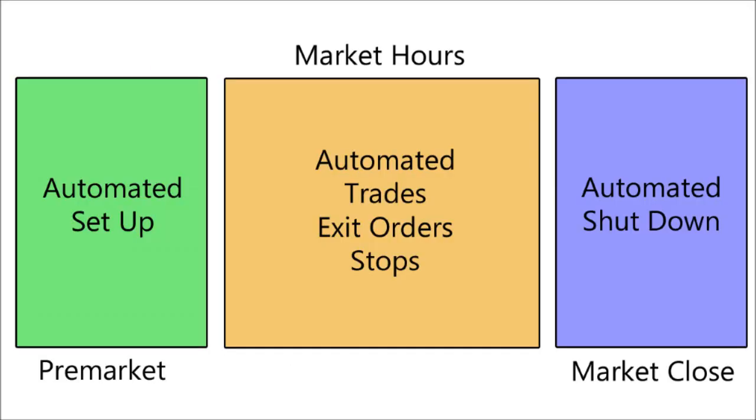Okay, so if we look at our typical trading day, we can break our time into 3 blocks. We have a pre-market time, where we're going to do our setup. Then we have our market hours, where the market is open, and we'll be sending trades, sending exit orders, or stops. And then we have our shutdown process, where we're done trading, or the market is closing, and we need to automatically exit trades or shut down the system.